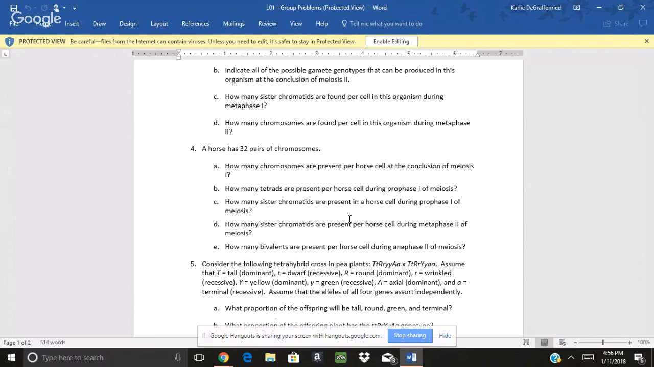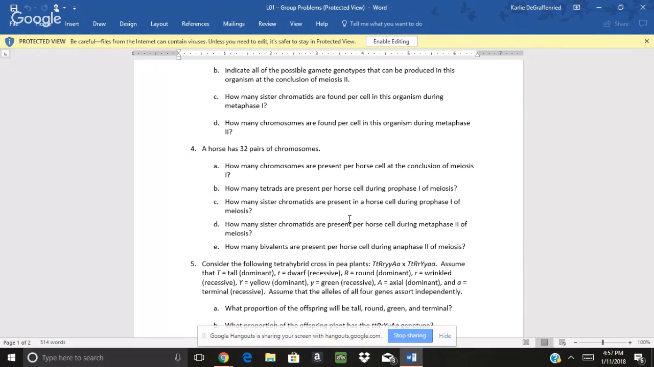How many sister chromatids are present in a horse cell during prophase I of meiosis? Again, that should be 64. D, how many sister chromatids are present per horse cell during metaphase II of meiosis? I have 32 as being the answer. How many bivalents are present per horse cell during anaphase II of meiosis? Because this is the second phase of meiosis, I think we can safely assume that there will be 0 since they will no longer be paired up.